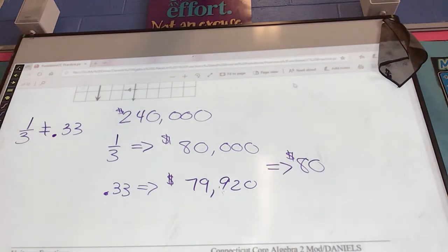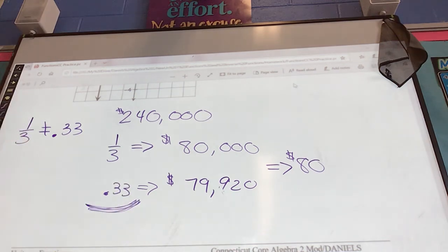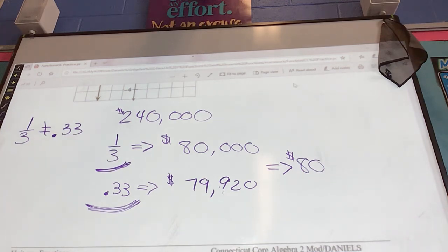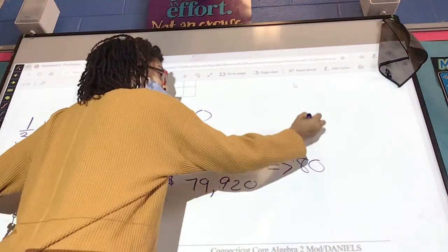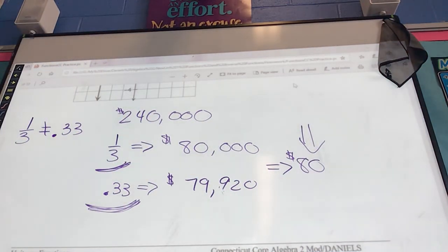So if someone said, I'm just going to give you 0.33 instead of 1/3, would you be mad about that $80? Yes. Right? That $80, that's a lot of money you'd be handing somebody for no reason. So be careful when we start talking about business and money.